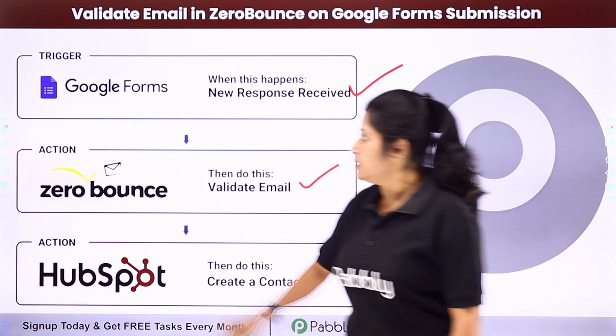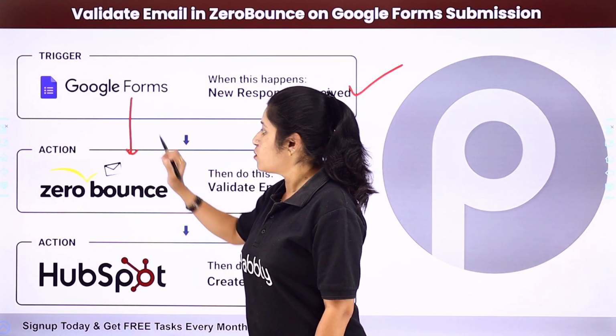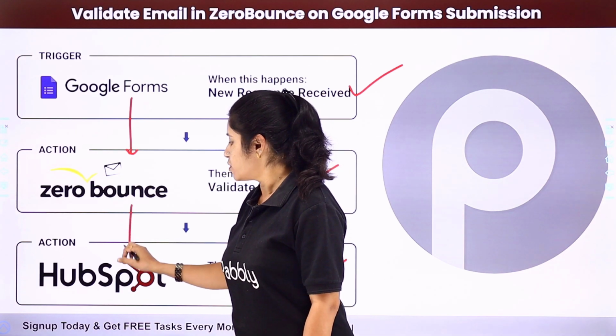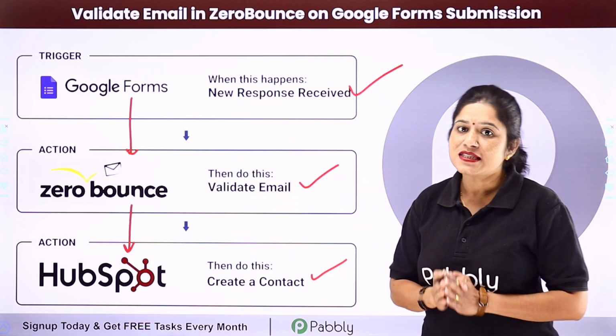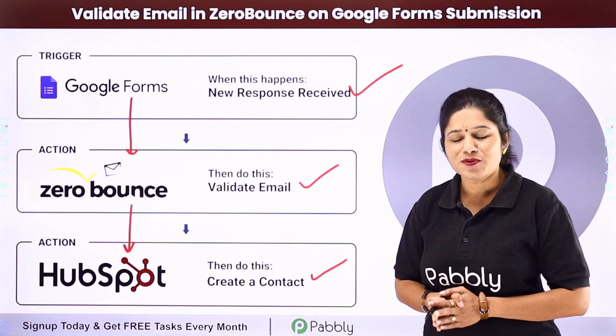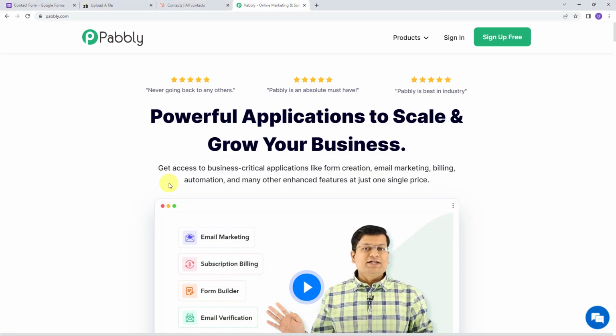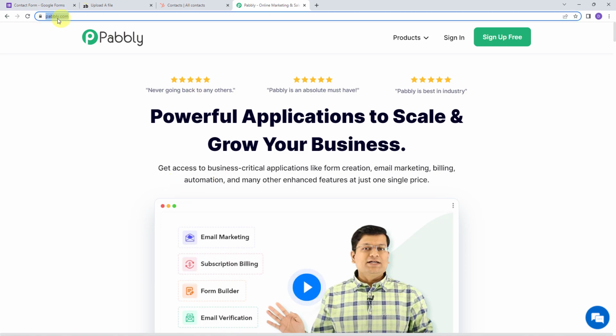For that, you need to integrate Google Forms with ZeroBounce application and then with HubSpot CRM also. So how can you set up this automation? For that, you need to come to my screen. To validate email in ZeroBounce on form submission and to create a contact in HubSpot, first we need to log into Pabbly.com. This is the website of Pabbly.